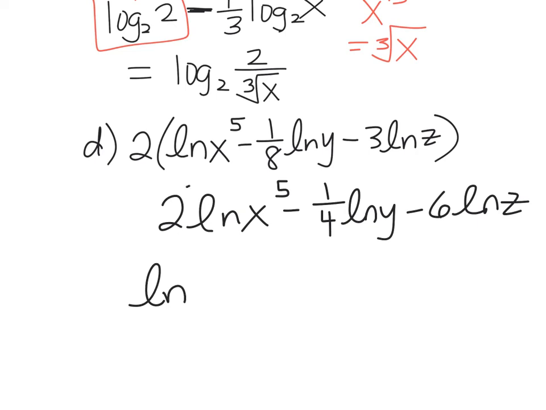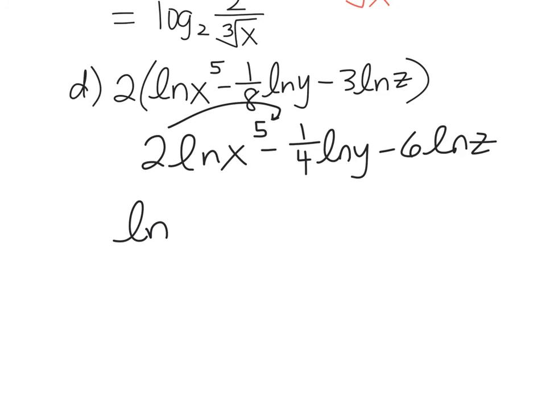So this 2 moves up to the top. And when I have 5 to the 2nd power, what does that become? X to the 10th. Good job. And then minus y to the 1/4, which would be on the bottom, 4th root of y. Then minus, that's going to go on the bottom too, z to the 6th.